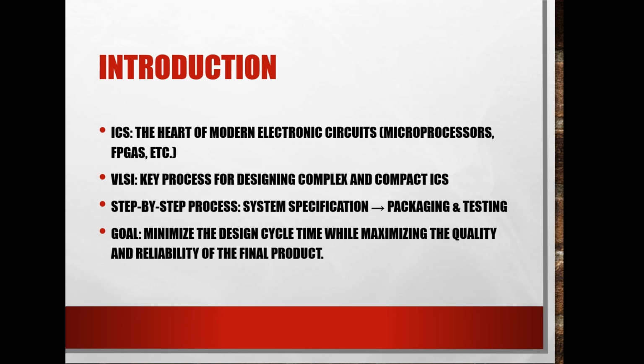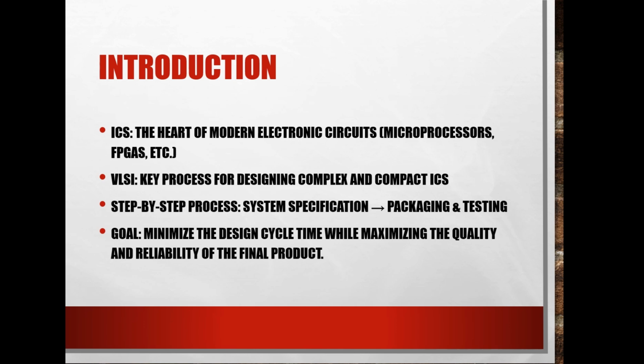The primary aim of our design is that we need to minimize the design cycle time while maximizing the quality and reliability of the final product. In our case, the final product would be an IC. Design cycle time means the time it takes to go from system specification to packaging and testing of our final product. In order to produce more chips, a time constraint is always there, so we need to minimize this design cycle time, while at the same time not compromising on the quality and reliability of our final product.